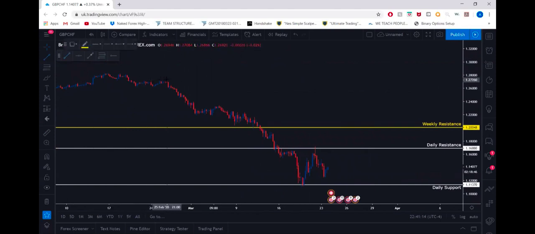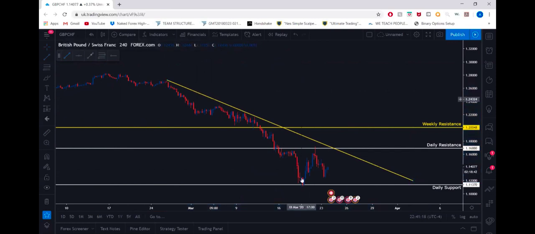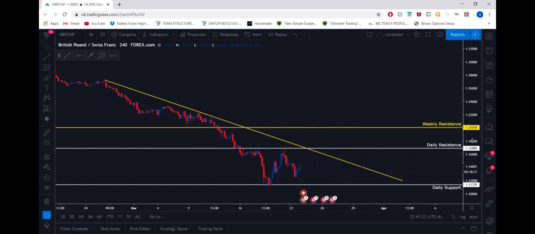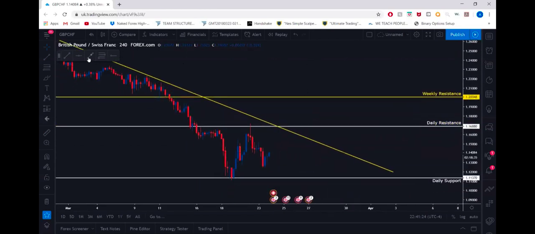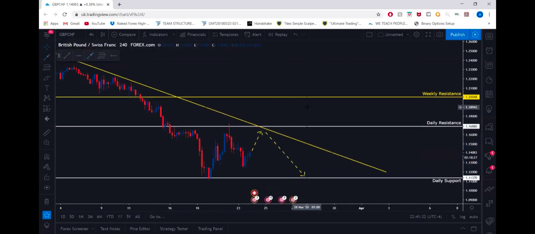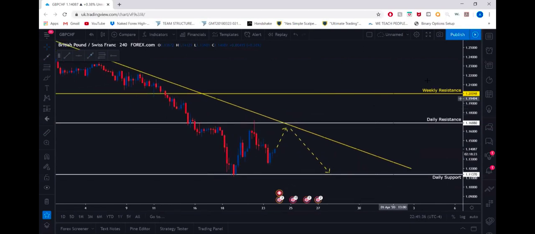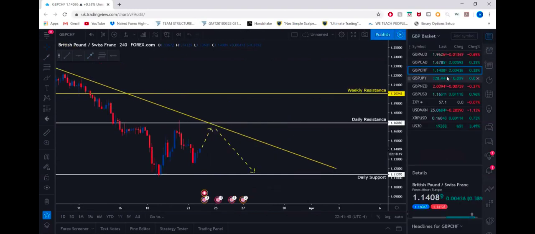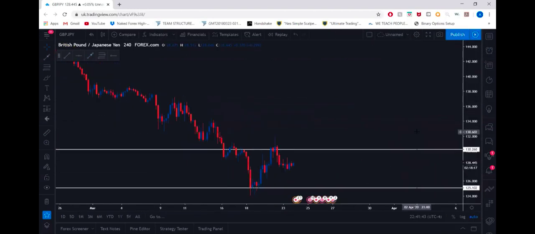Let's just see this. Yeah, not even close. Maybe we get this push back up, and then we might see some rejection and sell off back down. But right now, I would just let it do its thing. So that was GBP JPY.